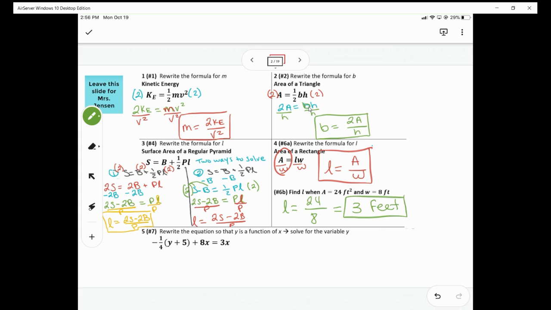This last problem, there are several ways to solve. I'm just going to go through one method, but if you have questions on a different one, maybe the one that you tried on your homework, I'm happy to help you outside of class. The first step I did was I distributed -1/4. It's best to leave negative 5/4 as an improper fraction so that we can eliminate it at a later step.